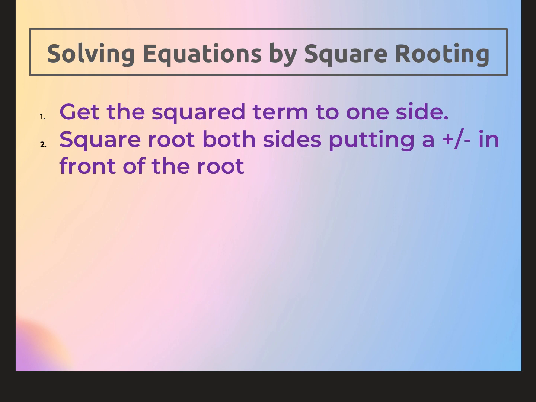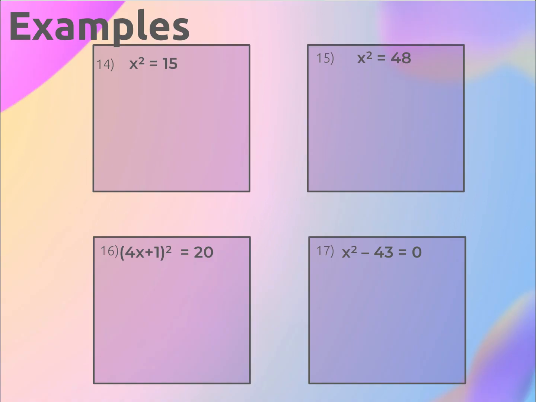All right, now we're going to solve equations by square rooting. Remember what we said at the beginning. If you physically put the square root on a number, if it says x squared equals and you put the square root on, what has to go in front of your answer? Plus or minus. You have to account for both answers.